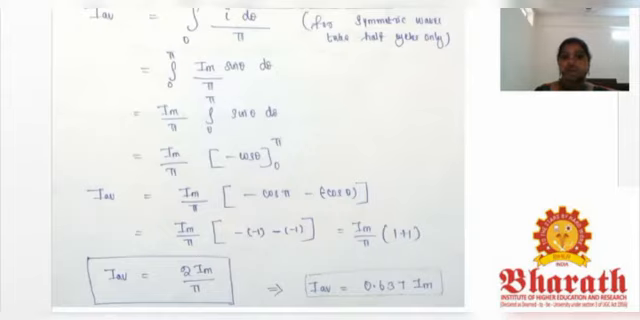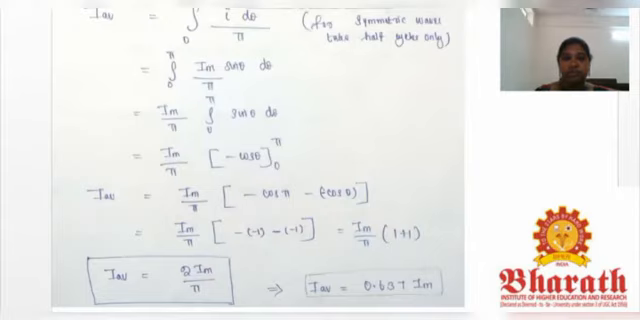So instead, I am going to calculate I average as Im sin theta d theta divided by pi. Here Im by pi becomes a constant, so I am taking it out. So Im by pi integral of 0 to pi sin theta d theta. Im by pi again is a constant.